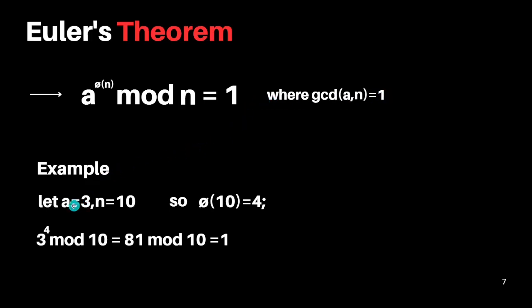So let's take an example of a equal to 3 and n equal to 10. We know that for n equal to 10, phi of 10 is 4. So we substitute phi of n in this value and the a value as 3. So 3 power 4 mod 10. 3 power 4 is 81. 81 mod 10 is 1. So the theorem is satisfied. For every number which satisfies the condition GCD of a comma n equal to 1, Euler's theorem will be satisfied.